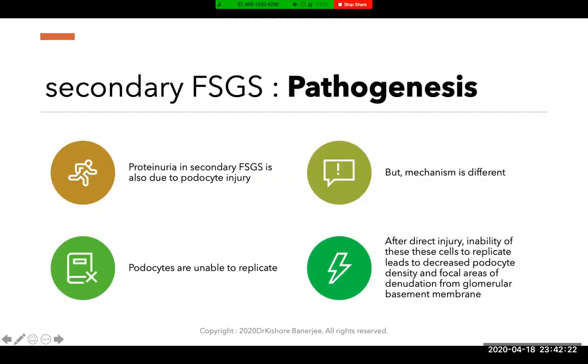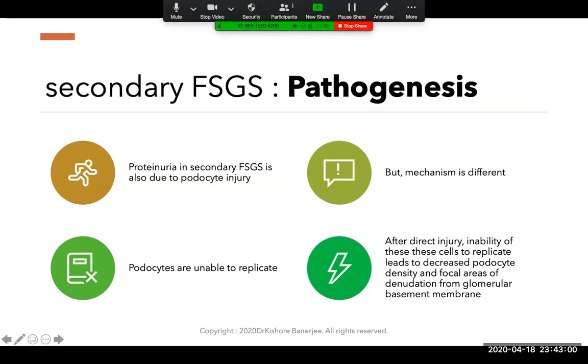Now, what exactly leads to the development of the secondary FSGS? Its mechanism is a little bit different. It's also due to some injury to the podocytes, but its mechanism, its process is a little bit different. The key idea here is this, that podocytes are unable to replicate. So after some kind of injury by toxin or drugs, the podocytes which are there cannot replicate. And as a result, there is a decreased podocyte density in the glomerular filtration barrier. And focal areas are denuded of the podocyte foot processes from the glomerular basement membrane. And this decreased density of the podocytes will lead to the secondary FSGS. That's the key idea.